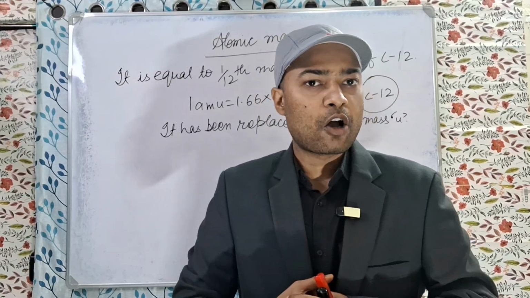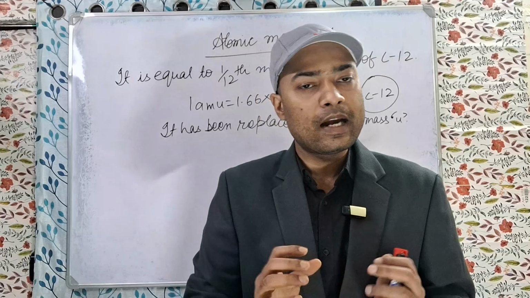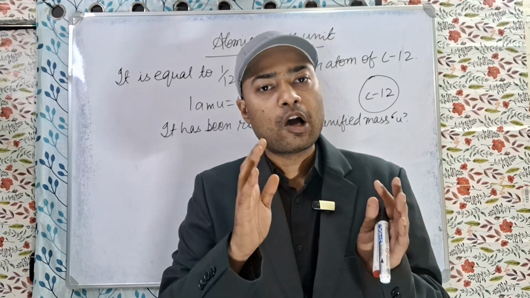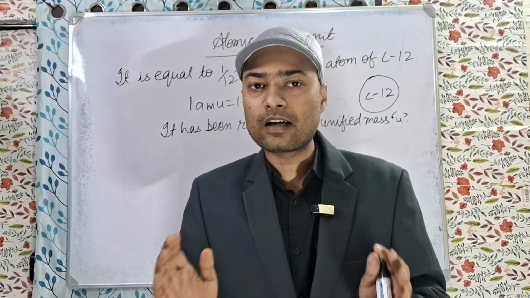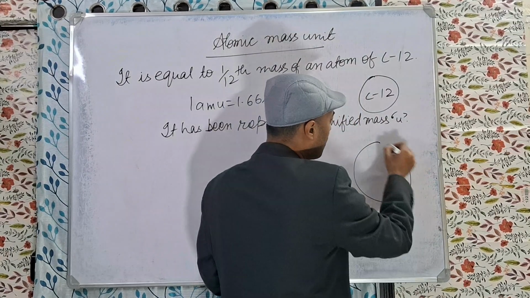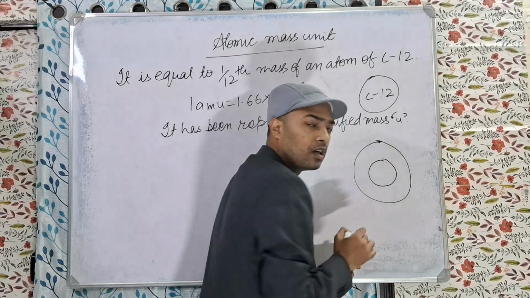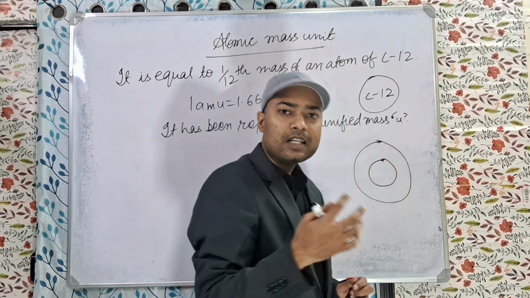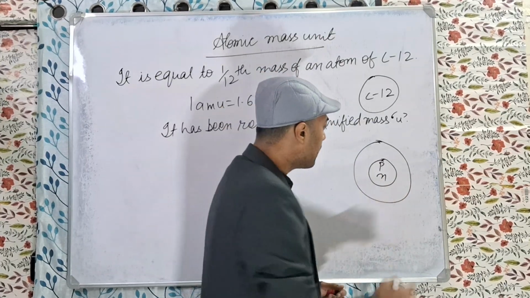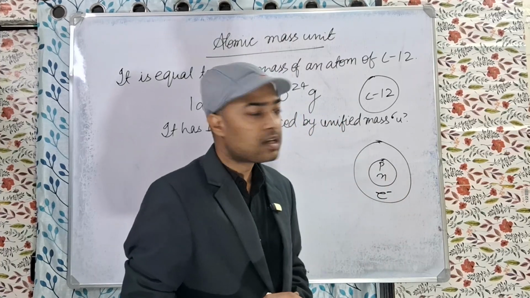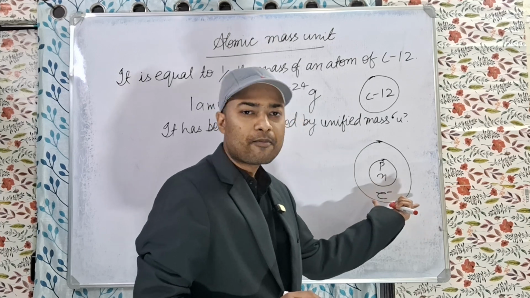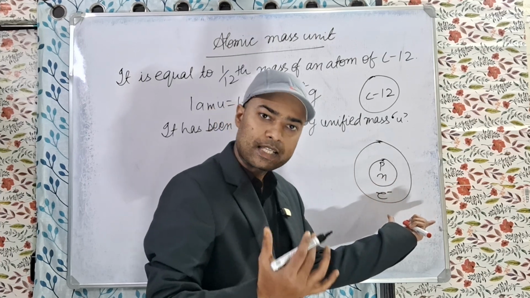Now, what are the ways in which we can measure the mass of an atom? You can take the individual weight of the subatomic particles and add them together. If you consider this to be an atom, and here you have its nucleus, an atom basically has three subatomic particles: protons and neutrons, which are present in the nucleus, and electrons, which are present outside the nucleus. If you add the mass of these three subatomic particles, you can obtain the mass of this atom. So we are going to do the same.